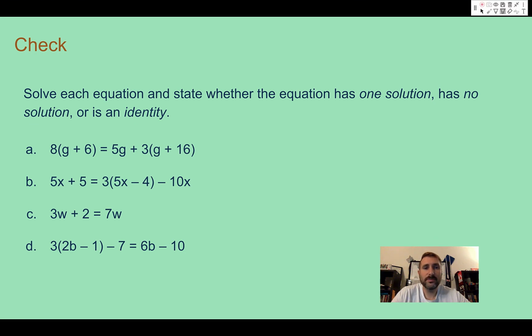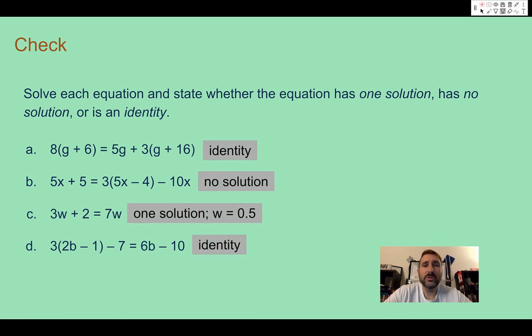Check your answers. The first one is an identity. The second one has no solution. The third one has one solution, which is 0.5 or 1/2. And the last one is also an identity.